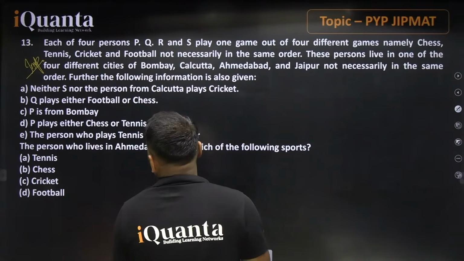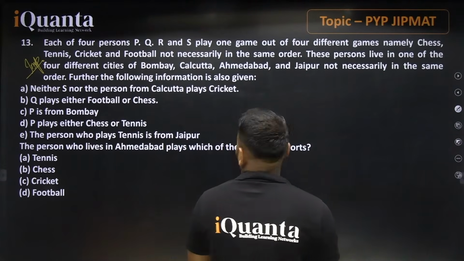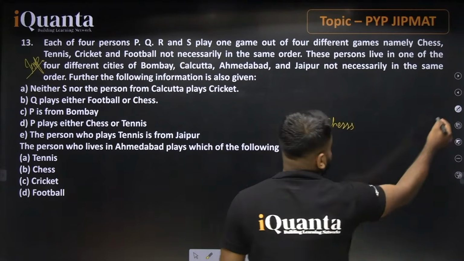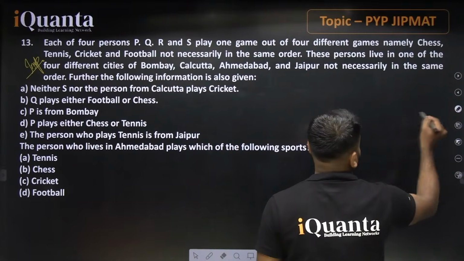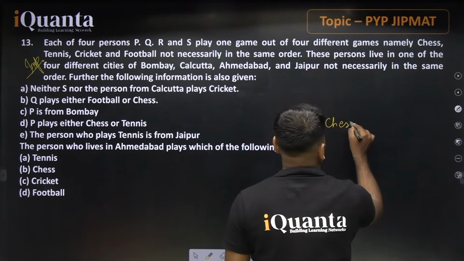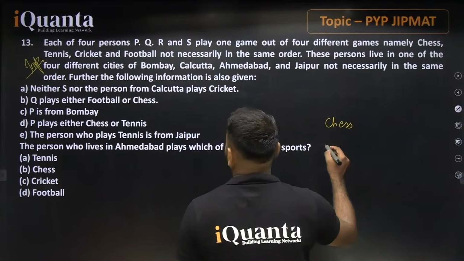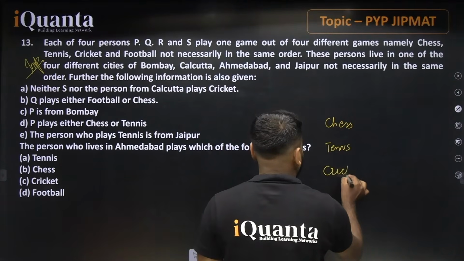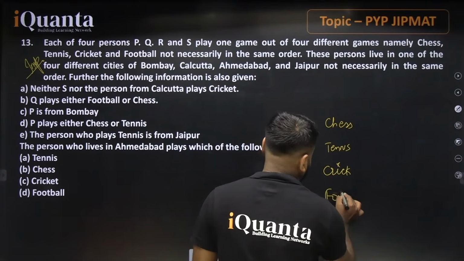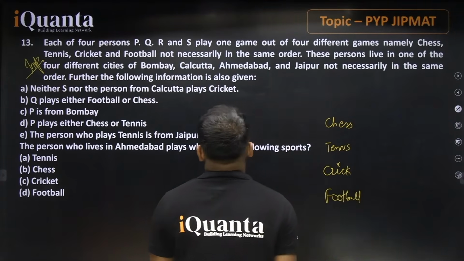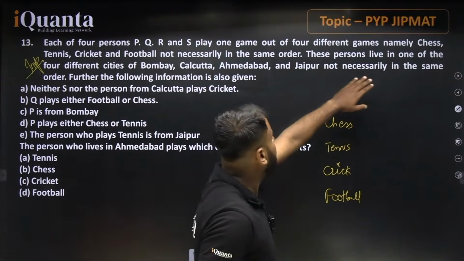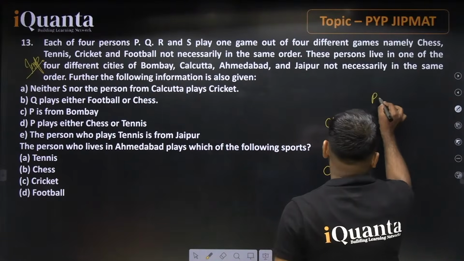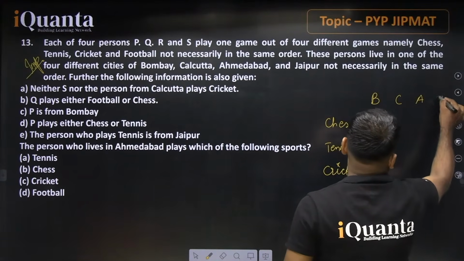So we can write like this, that we have 4 games, and the games are chess, then tennis, cricket, and football. We have written like this, and further the statement says that these persons live in one of the 4 different cities: Bombay, Calcutta, Ahmedabad, and Jaipur, right?